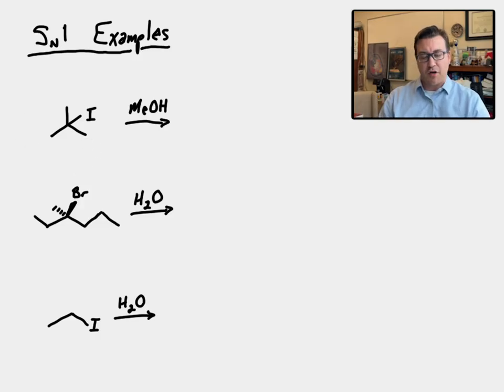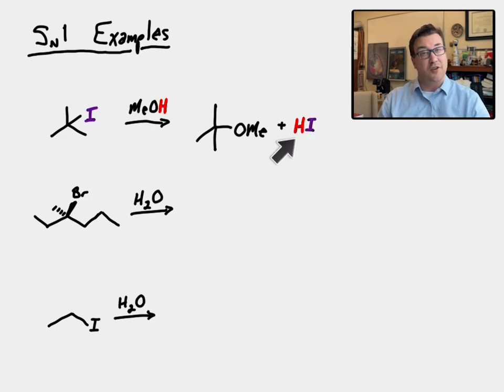Again, we have this tert-butyl iodide reacting with methanol. You would predict that you would form the oxygen as a nucleophile to carbon bond, and the remnants would be HI, which is again a strong acid. That gives you somewhat of a hint about the types of conditions that these reactions are run under. Again, we have another tertiary alkyl halide. Remember, the SN2 reaction didn't work in this case, but the SN1 reaction does work.